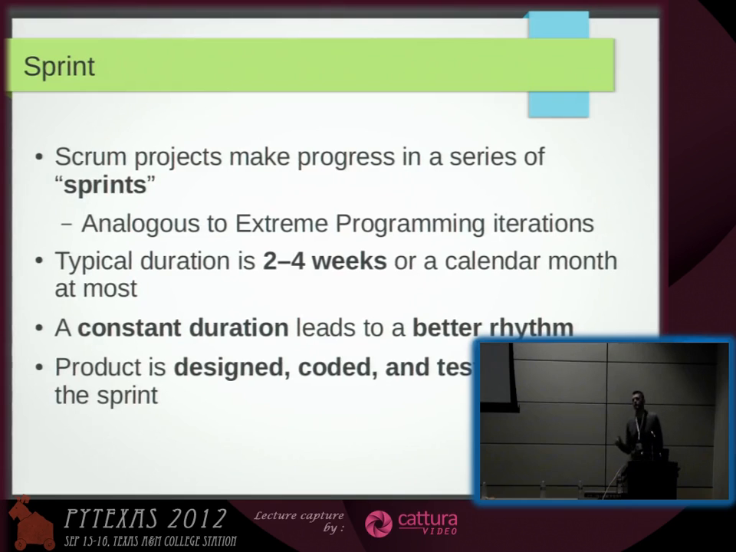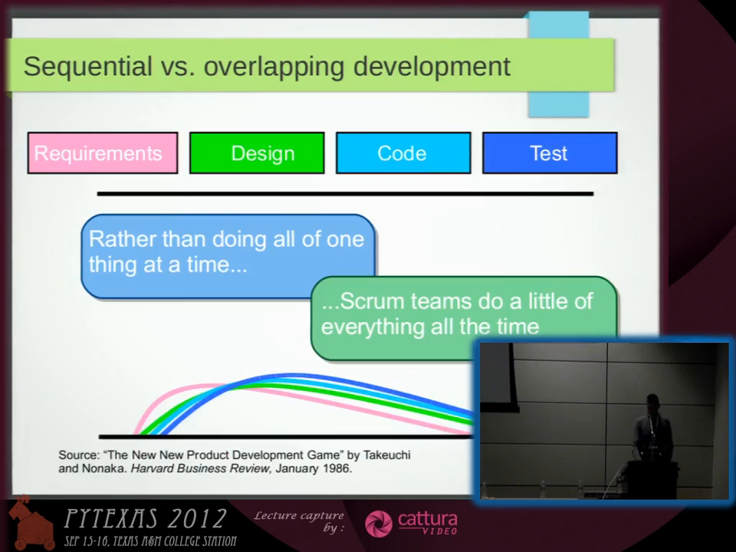So this sprint we're going to do 1 month, this sprint we're going to do 2 weeks? No, you should keep it constant because it gives you a good rhythm and everybody gets used to it. They also get used to the length of the meetings and the length of the planning and all of that. During the sprint, the product is designed, coded, and tested.